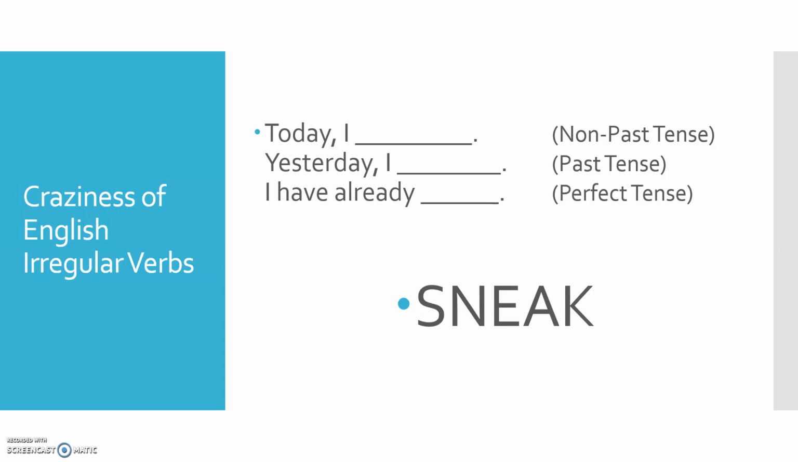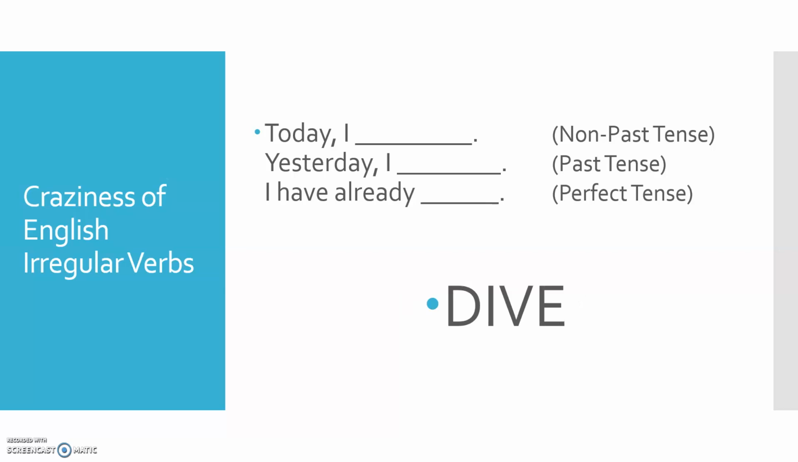How about today I sneak? Yesterday I have already. For English speakers, these are variable. Some people say today I sneak, yesterday I snuck. I have already snuck. And some people say today I sneak, yesterday I sneaked. And then I'm not sure. I've already snuck maybe, or I've already sneaked. I don't even know that one. I lose my intuitions on these things sometimes.